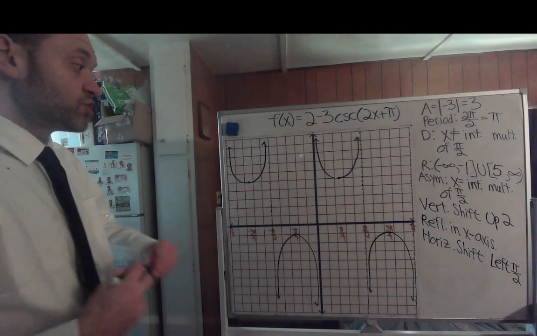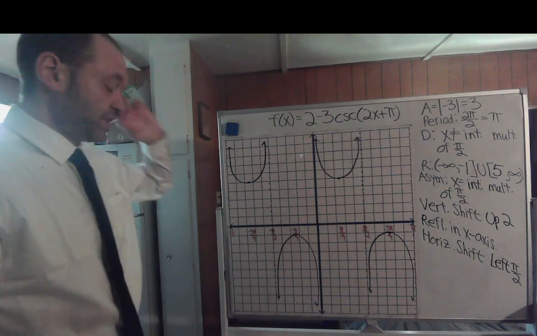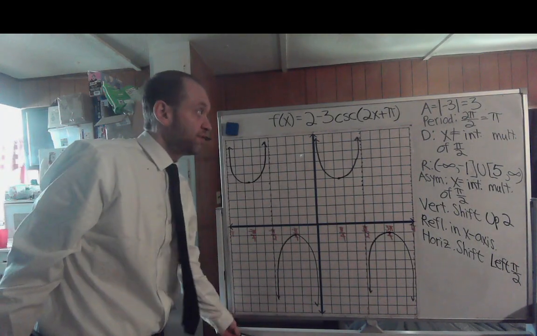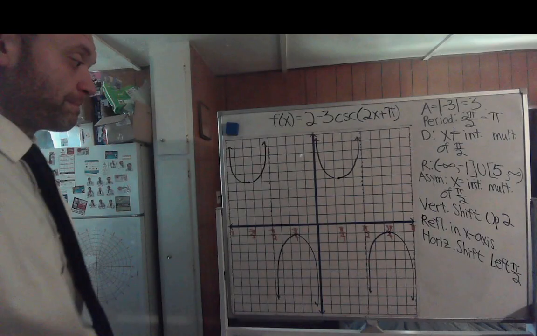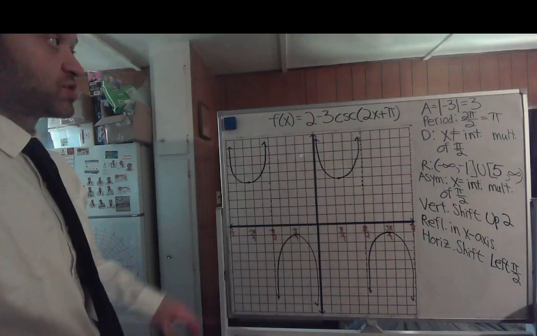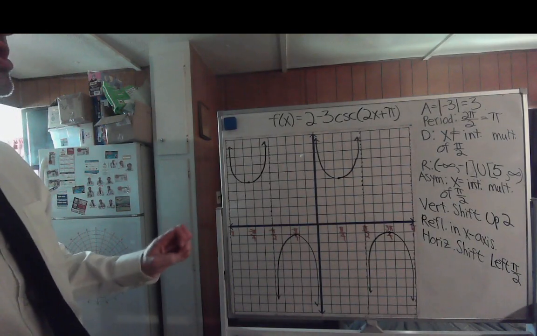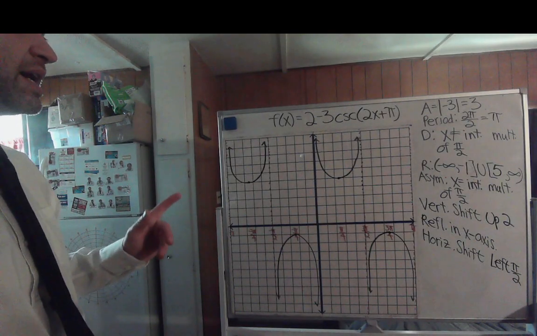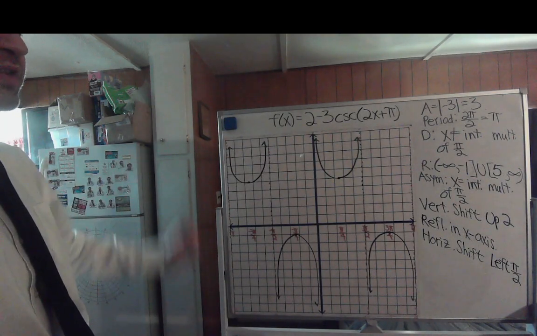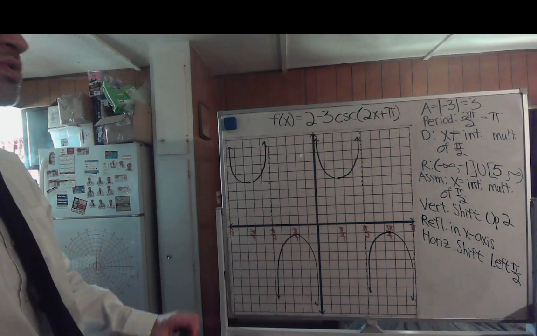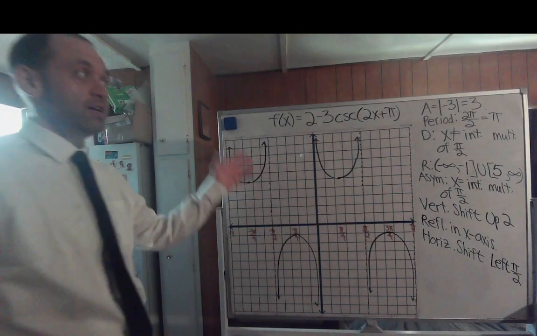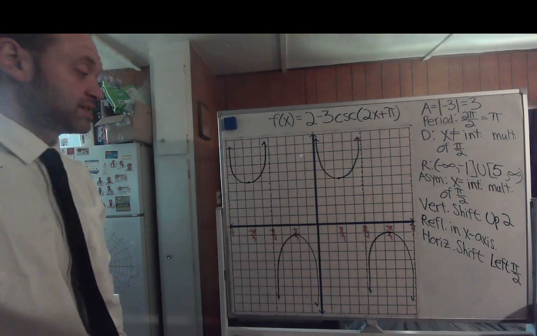So here is your wonderful graph of everything shifted. With the normal cosecant of x graph, with an amplitude of 3, period of pi, with a vertical shift up 2, a reflection in the x-axis, and a horizontal shift left pi over 2. Everything changed from the original cosecant of x.